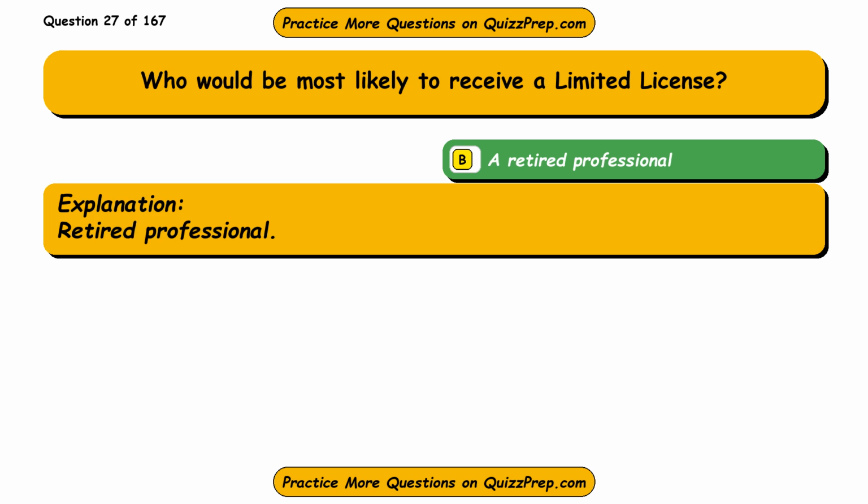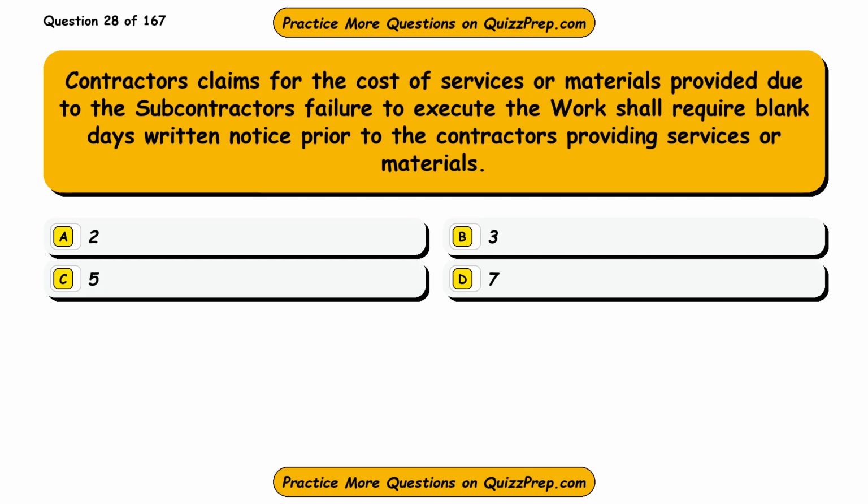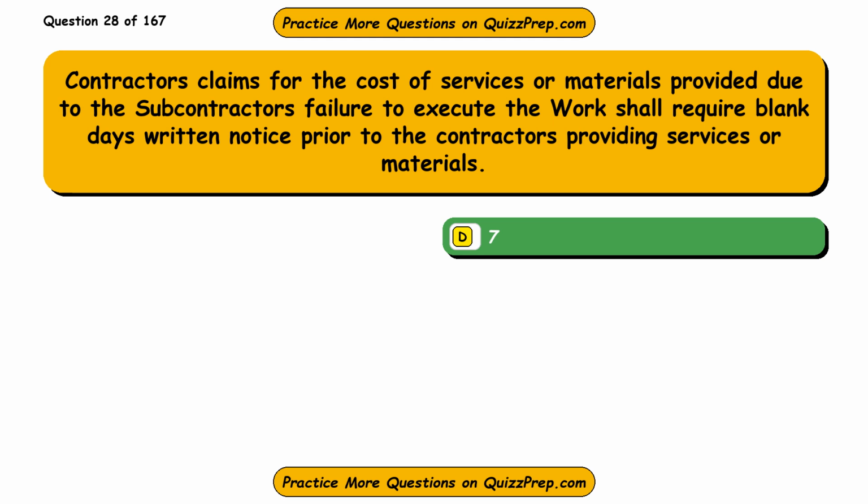Retired professional. Question 28. Contractors' claims for the cost of services or materials provided due to the subcontractor's failure to execute the work shall require blank days written notice prior to the contractors providing services or materials. Option A, 2. Option B, 3. Option C, 5. Option D, 7. The correct answer is option D, 7.